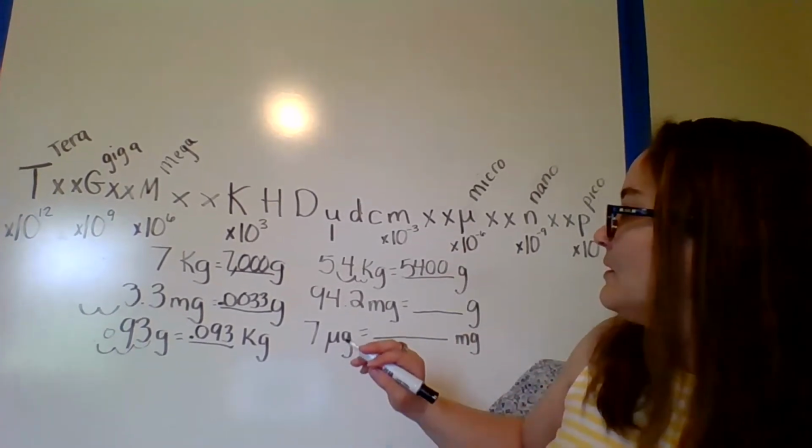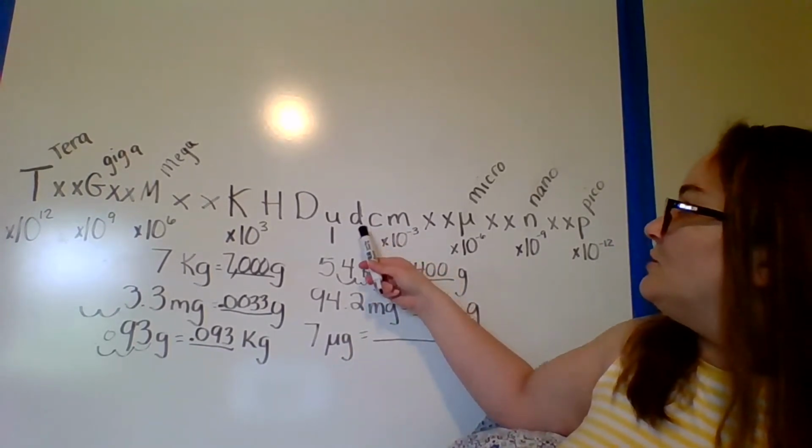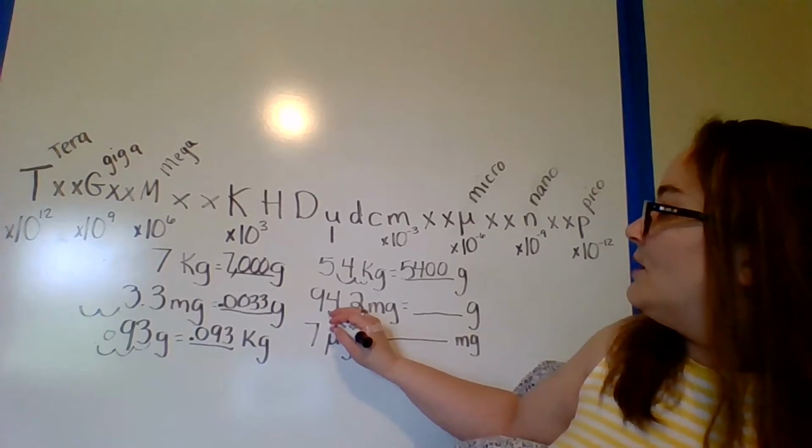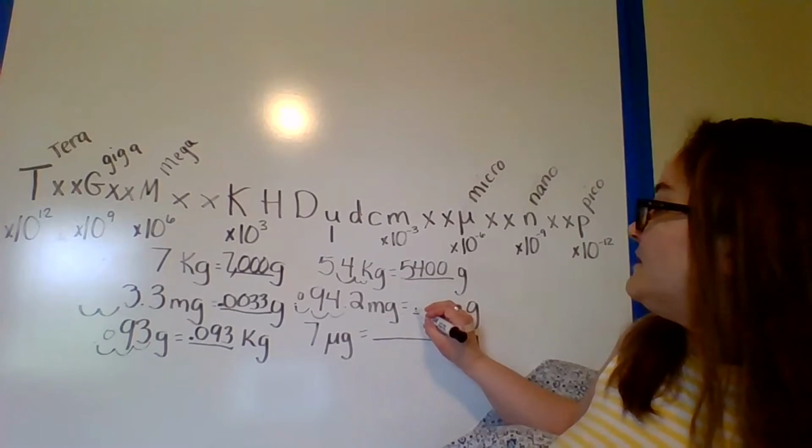5,400 grams. The next one, we're starting on milli, ending on unit. So that's 1, 2, 3 to the left. So 1, 2 to the left gets us to 0.94. One more means that needs to be a 0.